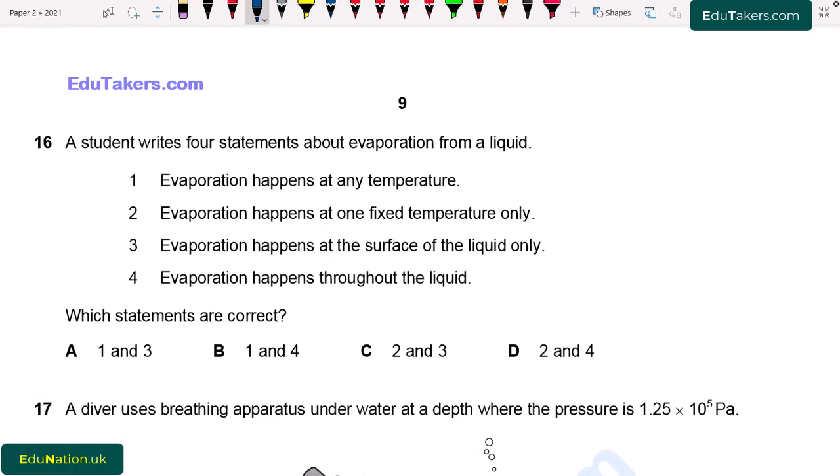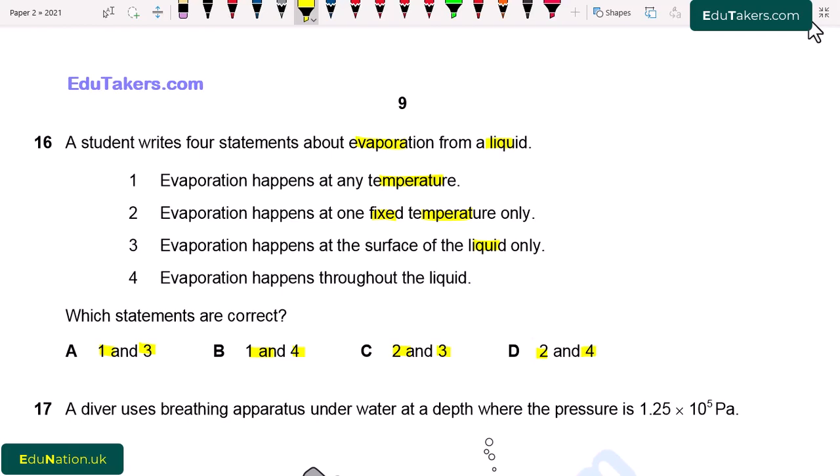Question number 16. A student writes 4 statements about evaporation of the liquid. 1. Evaporation happens at any temperature. 2. Evaporation happens at one fixed temperature only. 3. Evaporation happens at the surface of liquid only. 4. Evaporation happens throughout the liquid. Which statements are correct? A. 1 and 3. B. 1 and 4. C. 2 and 3. D. 2 and 4.